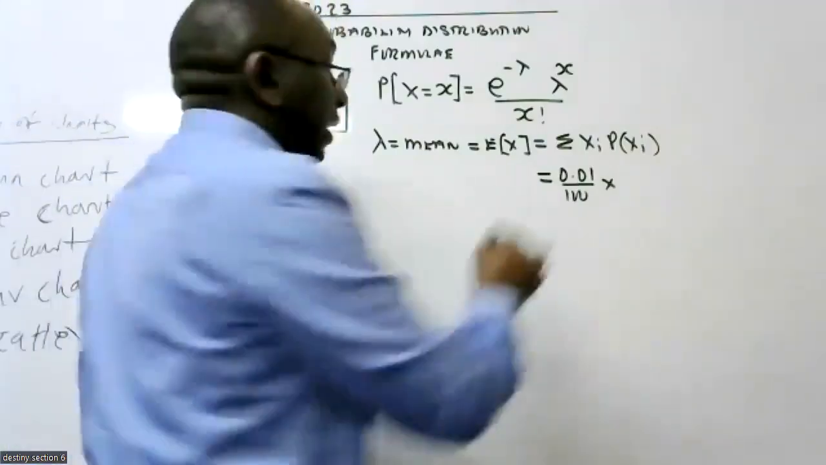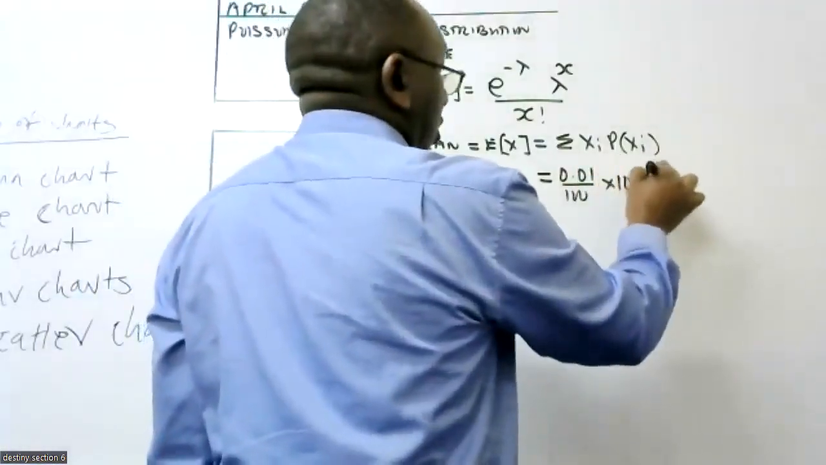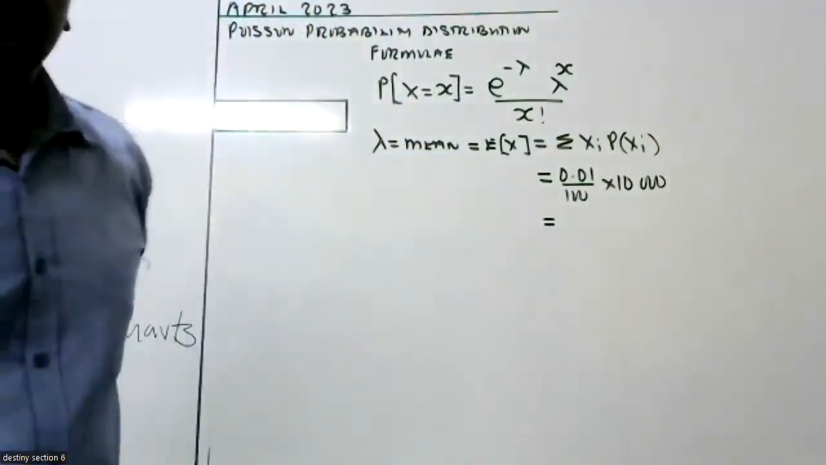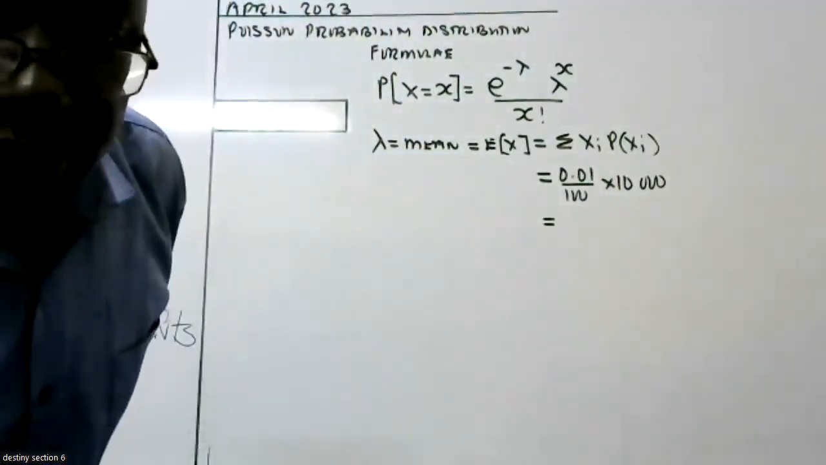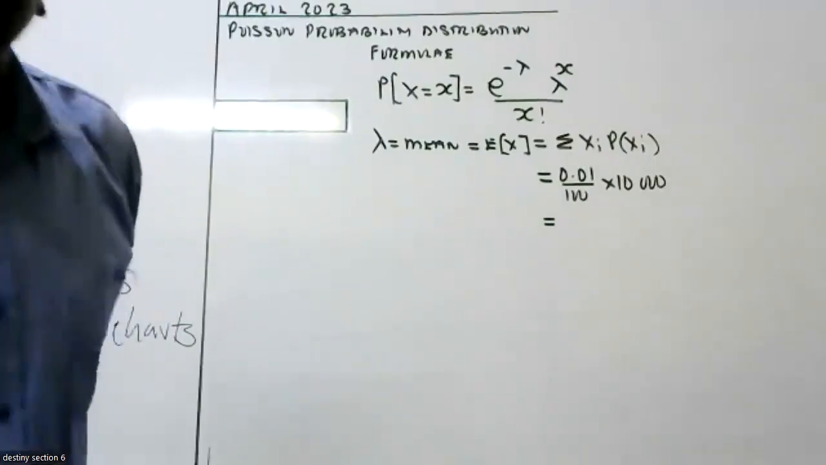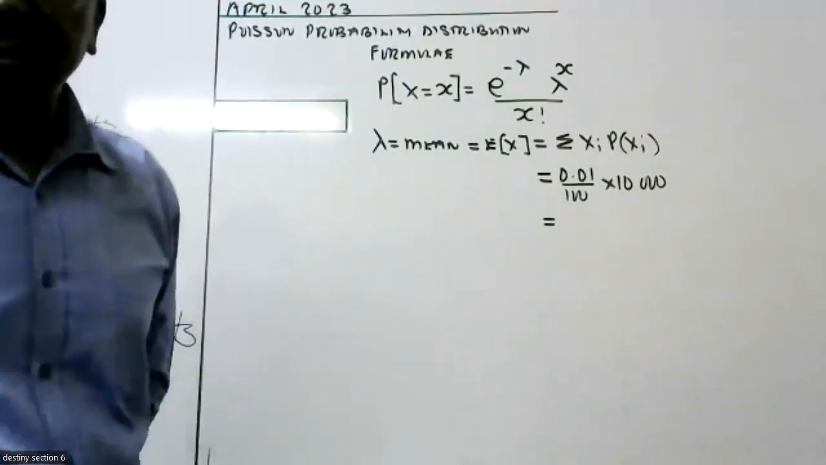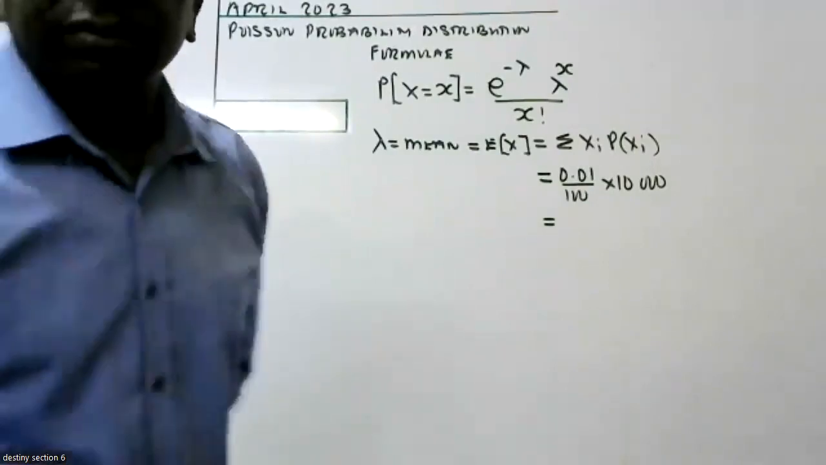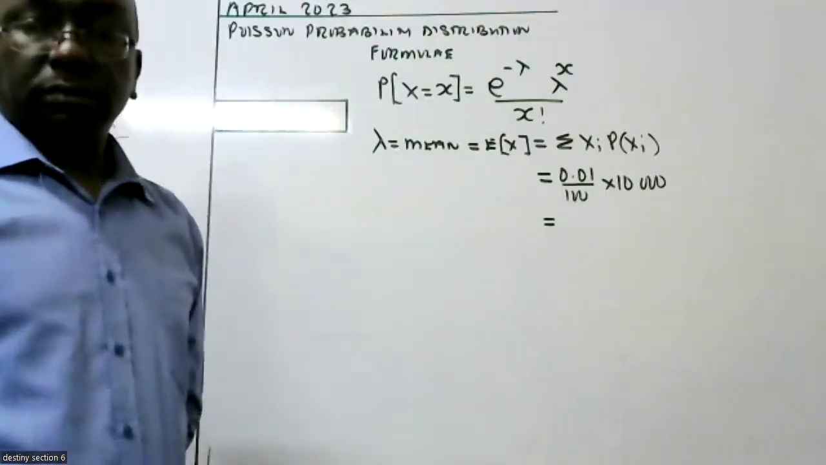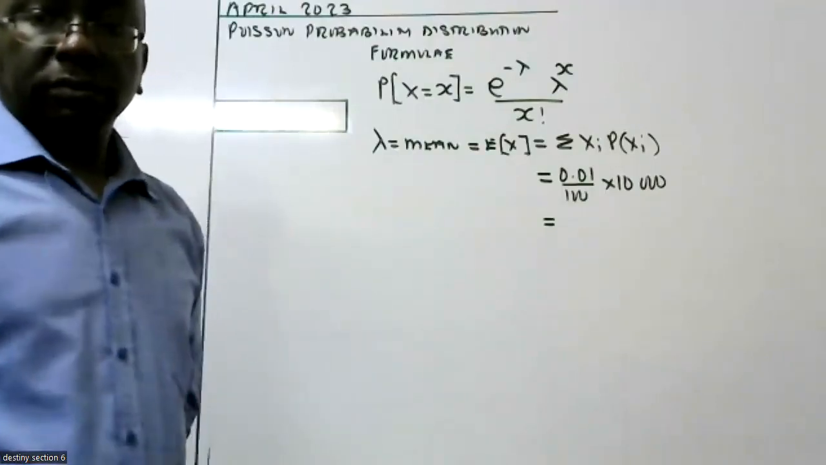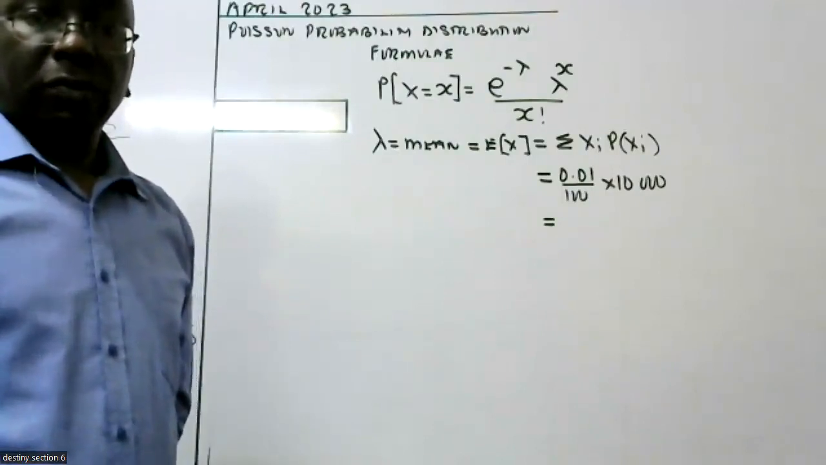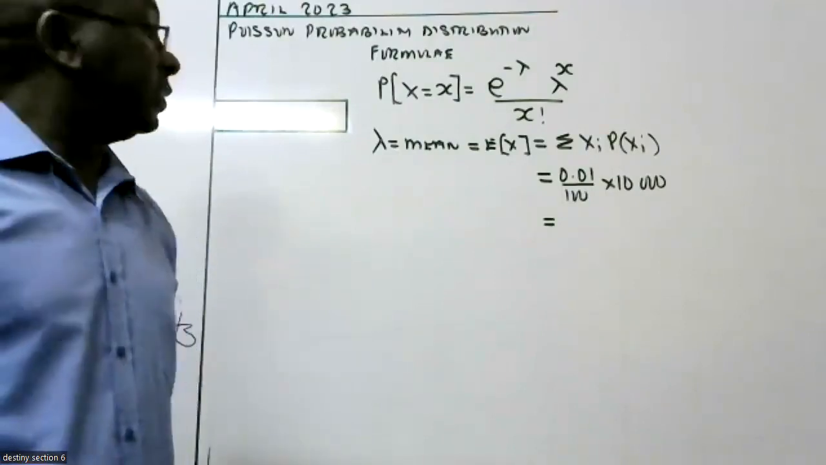We are told there are 10,000. So tell me what is the answer here?